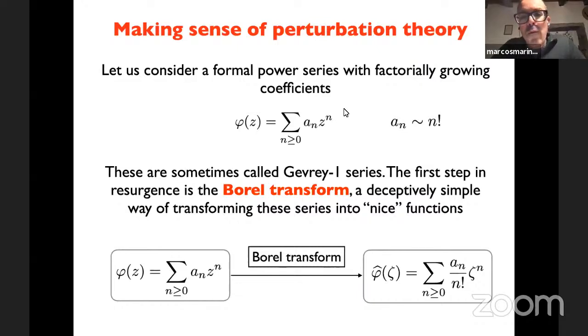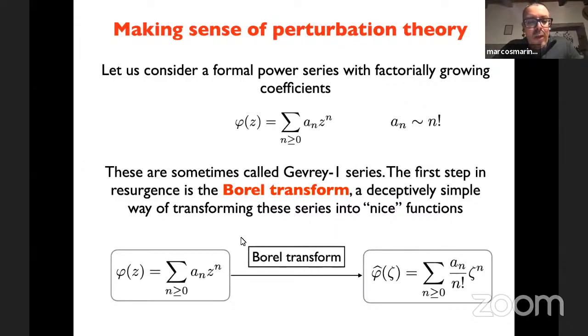So let's suppose that you have a formal power series with factorially growing coefficients, like the ones that appear in quantum mechanics. I'm going to denote this as phi of z, and this is a formal power series where a_n grow factorially. Now, this type of series are sometimes called Gevrey 1 series. And if you want to use these techniques of Borel resummation, the first step is not actually the resummation, but is called a Borel transform. And this is a very simple way of transforming a series like this into a nice function. And it's actually very, very trivial.